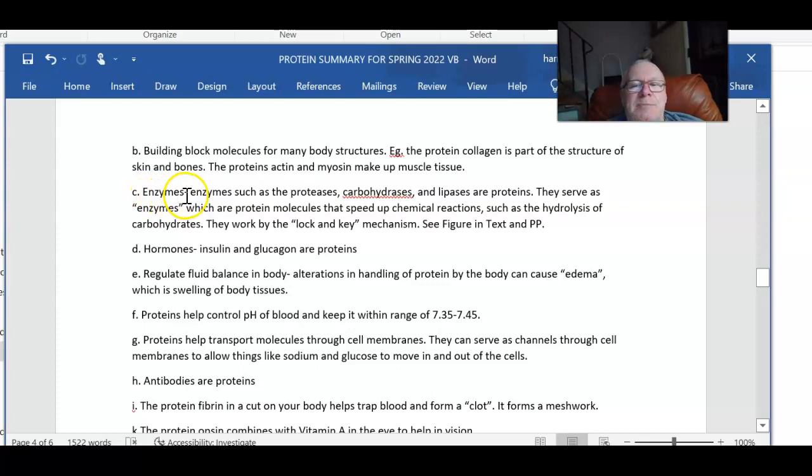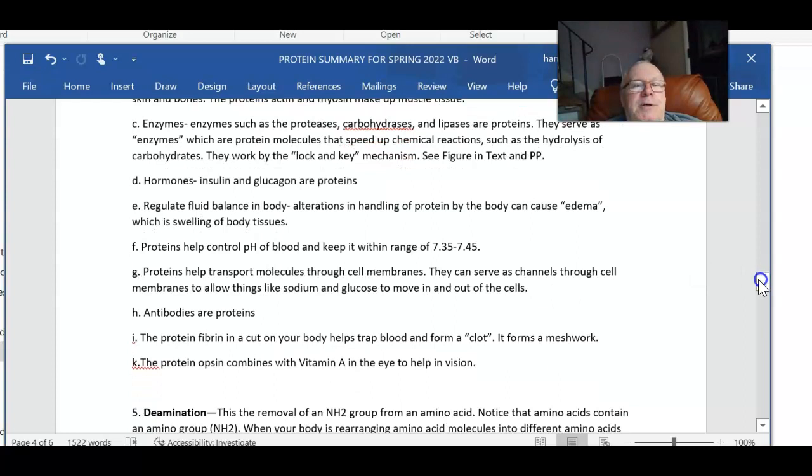Proteins can function as enzymes, which speed up chemical reactions. We have the proteases, the carbohydrases, and the lipases, of which some of these get more specific. We just talked about chymotrypsin and trypsin. They speed up chemical reactions. They work by the lock and key mechanism, and I will show you that in class. Proteins can make up some hormones, such as insulin and glucagon. Both of these things are proteins.